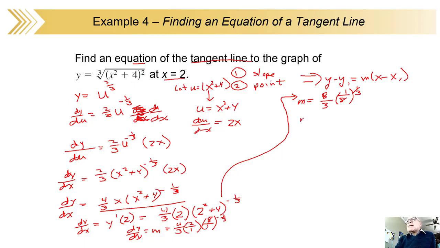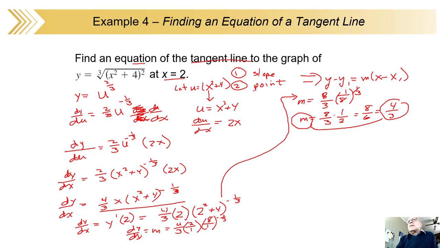So what's my slope? My slope is 8/3. Now I need to take the cube root of the top. The cube root of 1 is 1. The cube root of 8 is 2. And my slope, I can reduce that by 8/6, or 4/3. There's my slope.